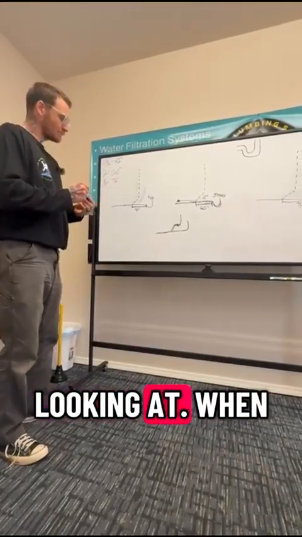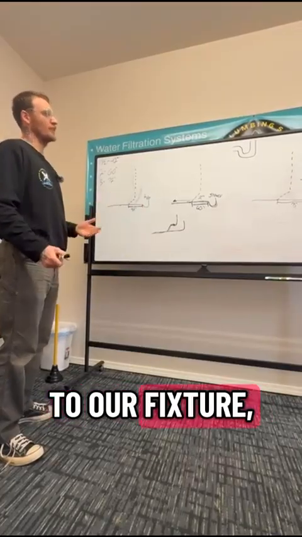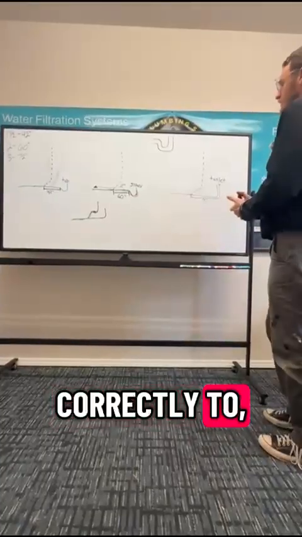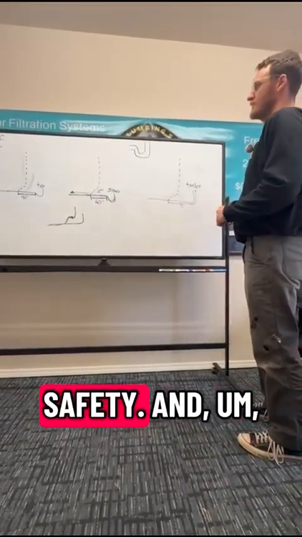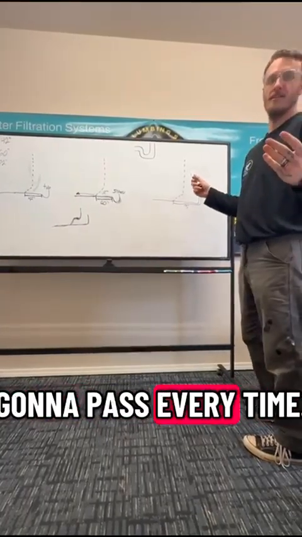So when we're looking at the size of our trap arm and the distance from our vent to our fixture, it is very necessary. We always want to do things correctly to maintain safe practice in plumbing and maintain people's home safety. And when you call an inspection, you're going to pass every time.